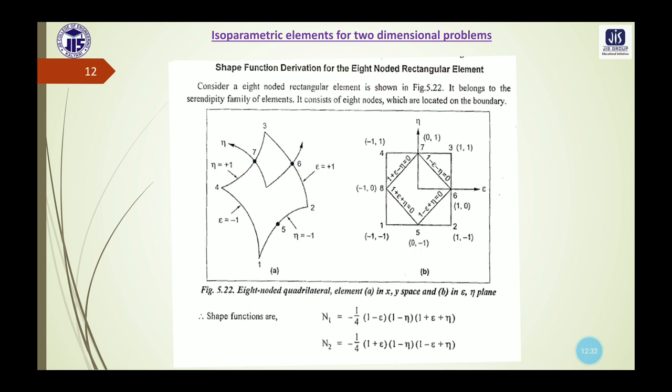Now there is one derivation of the shape function for the 8 noded rectangular element. We can see in this diagram we have considered an 8 noded rectangular element, shown in figure number 5.22. It belongs to the serendipity family of elements. It consists of 8 nodes which are located on the boundary. In this 8 noded quadrilateral element, figure A is represented in XY space and figure B in the epsilon eta plane, two different kinds of representation.